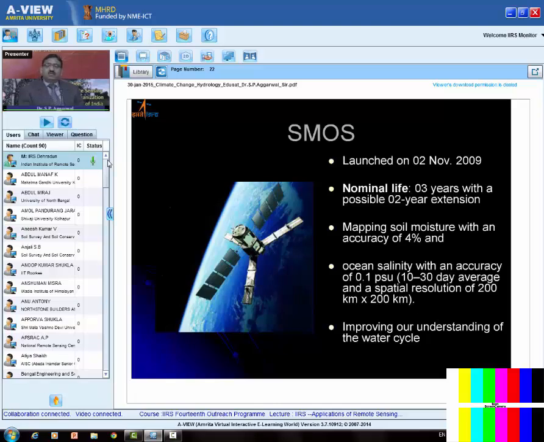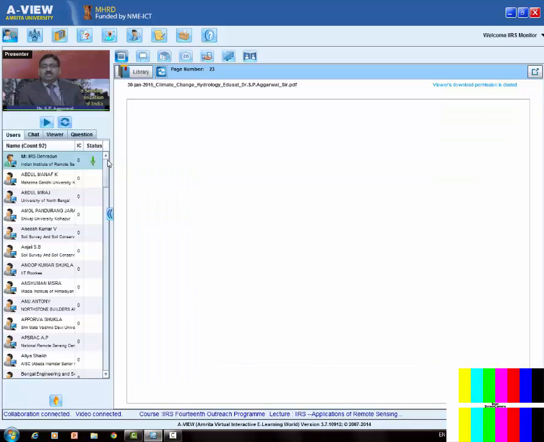Now there is another satellite, SMOS, Soil Moisture and Ocean Salinity. This satellite was launched in 2009. Its design life is over, but it is still working. It mapped the soil moisture with an accuracy of 4%. 4% means, suppose soil moisture is 20%, the accuracy is 4% of that 20%, so it is very high. Similarly, it also measures the ocean salinity, which will give an idea of global warming, and it improved the understanding of the water.